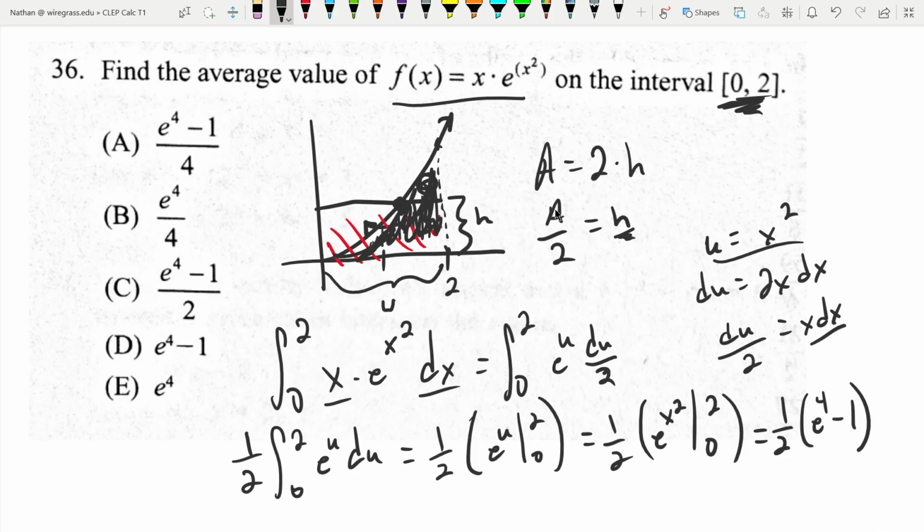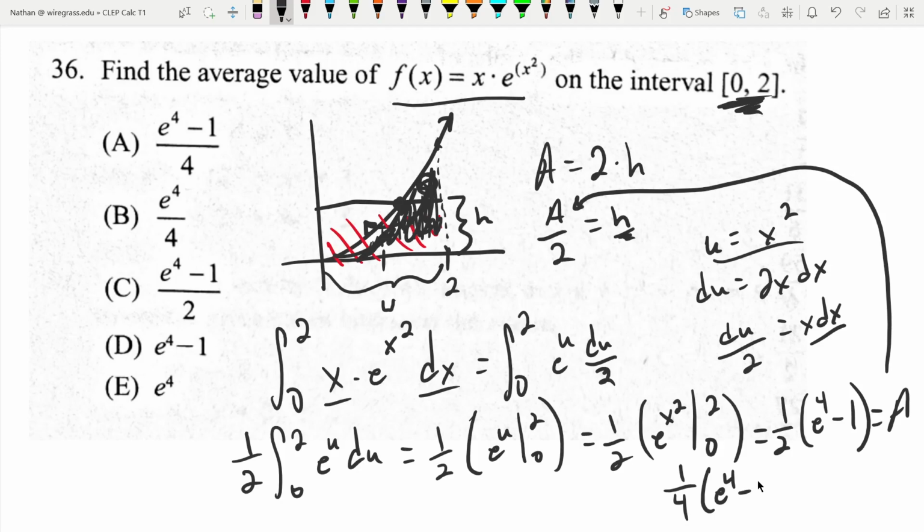And this, of course, gets plugged into this. This is our area. So that's going to get plugged right into here. So we need to divide it by 2 again. So that's going to be 1/4 times (e to the 4 minus 1). That is our average value. That's our h value there. And that is A.